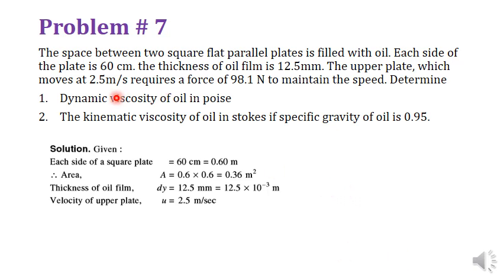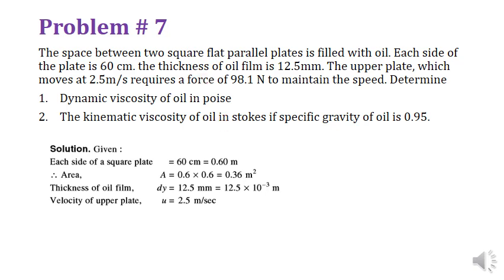Now problem number 7. Here kinematic viscosity needs to be determined. The space between two square flat parallel plates is filled with an oil. Each side of the plate is 60 centimeter. The thickness of the oil film is 12.5 millimeter. The upper plate, which moves at 2.5 meter per second, requires a force of 98.1 Newton to maintain the speed. Now you need to determine the dynamic viscosity and the kinematic viscosity, if the specific gravity of the oil is 0.95. I think you can now solve it for the dynamic viscosity very easily. Whatever input data is needed is given, the same as we calculated in the previous example.